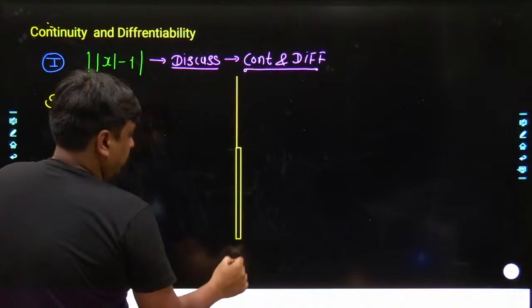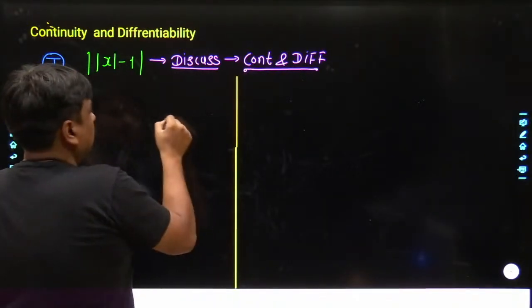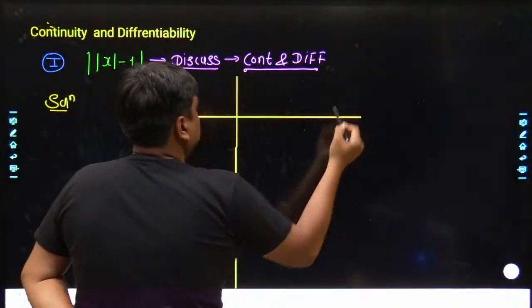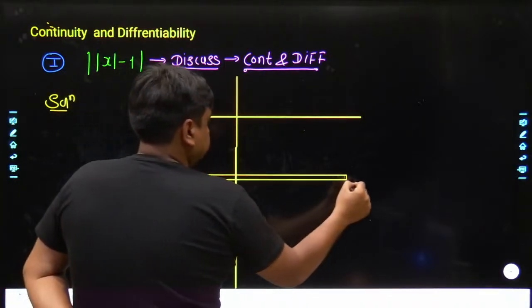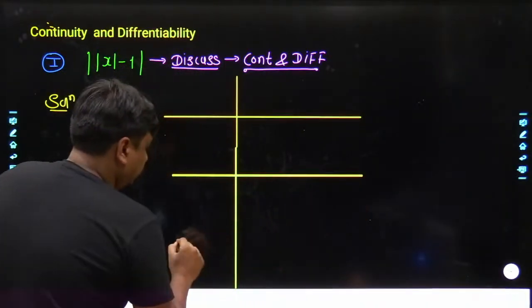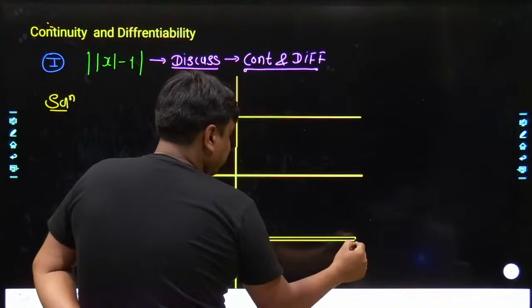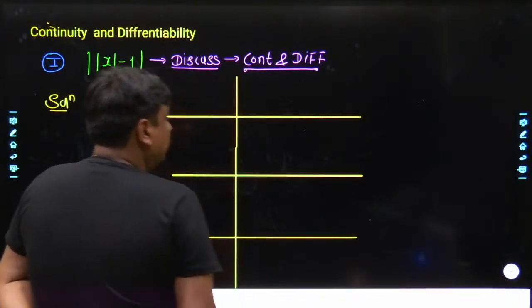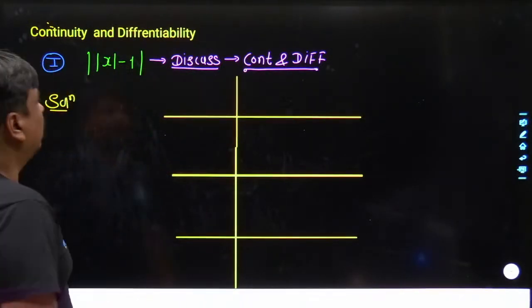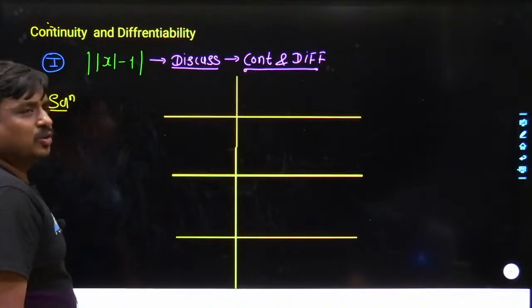Let me note it down. I am going to draw the 3 different curves to understand the concept behind this problem in a more detailed way. First, focus on the mod of x.